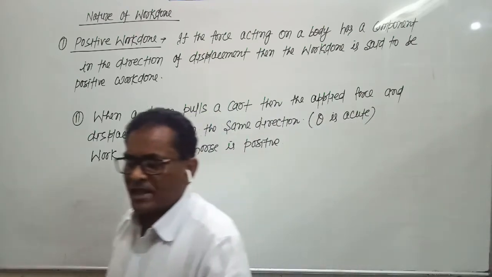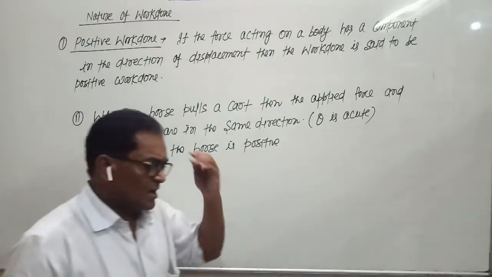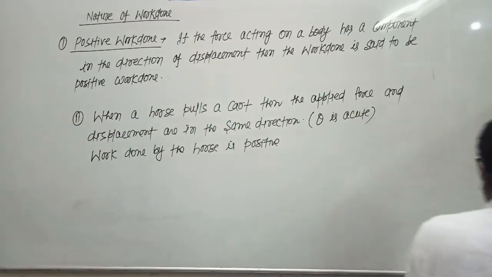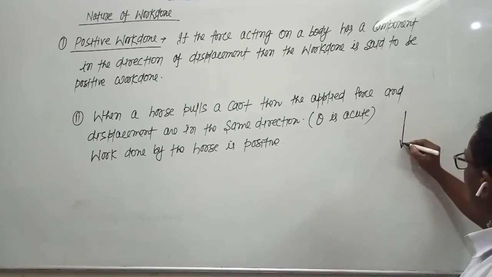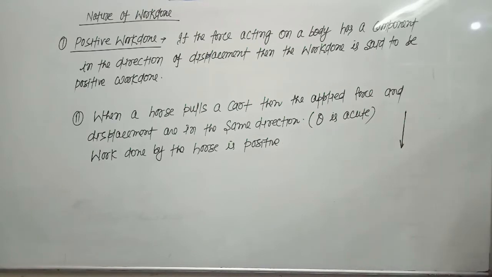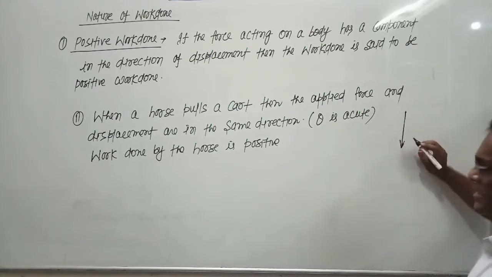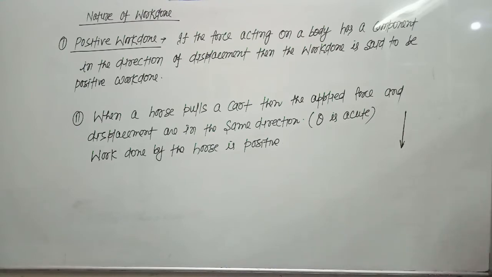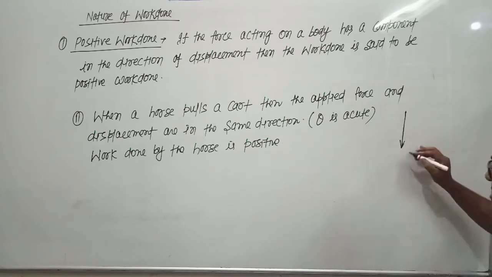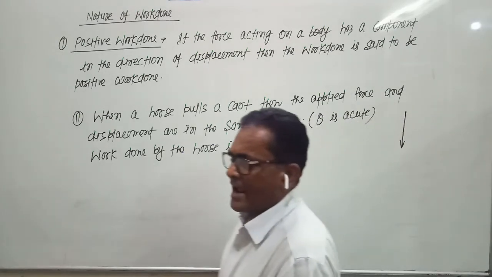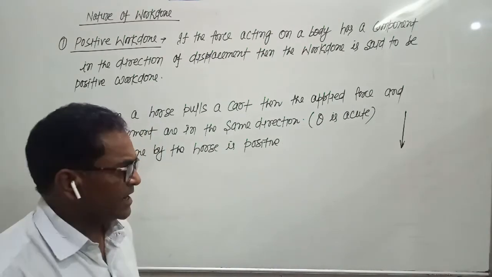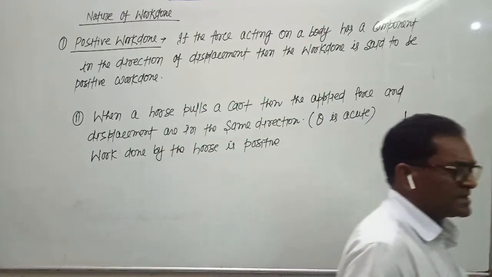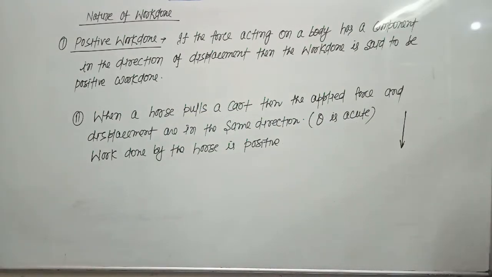And we are discussing the examples. The first example was when a body falls freely under the action of gravity. The direction of acceleration due to gravity is downward. So weight, meaning the force, acts in the downward direction and displacement is also downward. So the angle between force and displacement is 0 degrees. That's why work done W equals Fs cos 0, which equals Fs, and which is positive.